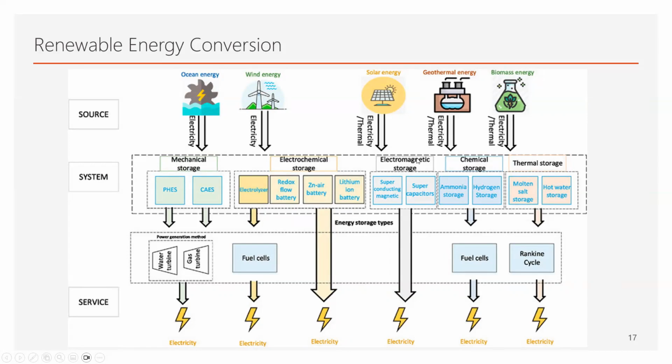Geothermal can also be converted into electricity or thermal. Biomass, same, electricity to thermal. So this ocean energy, whatever we are getting from it, for example electricity, can be used in mechanical storage. And in case of wind, it can be stored in electromechanical storage.